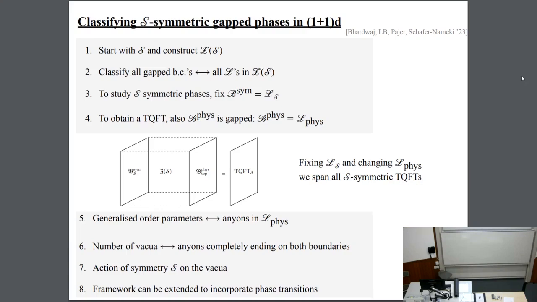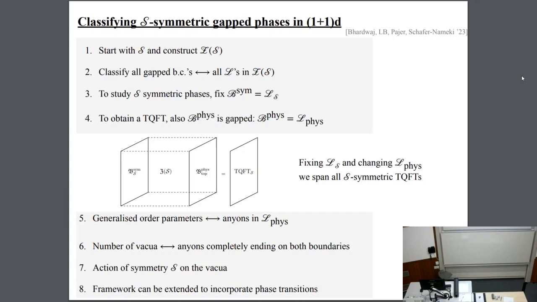Okay? And so now, once we have that, we can develop a framework to classify all the possible gapped phases with a given symmetry, so all the 2D symmetric TQFTs. The idea is that we start with our input fusion category S, and our first step is to construct this 3D TQFT, which is the SymTFT. Then we need to classify all possible gapped boundary conditions, and as I was saying, this amounts to classifying all these Lagrangian algebras in the 3D TQFT.